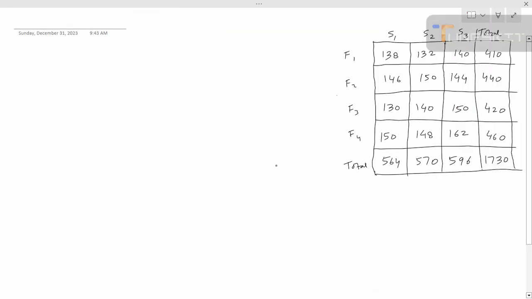Hello students. In this session we are going to discuss two-way analysis of variance without interaction. Two-way analysis of variance we use or apply when we would like to study the effect of two factors on the average outcome. Here I have considered an example from the agricultural research.